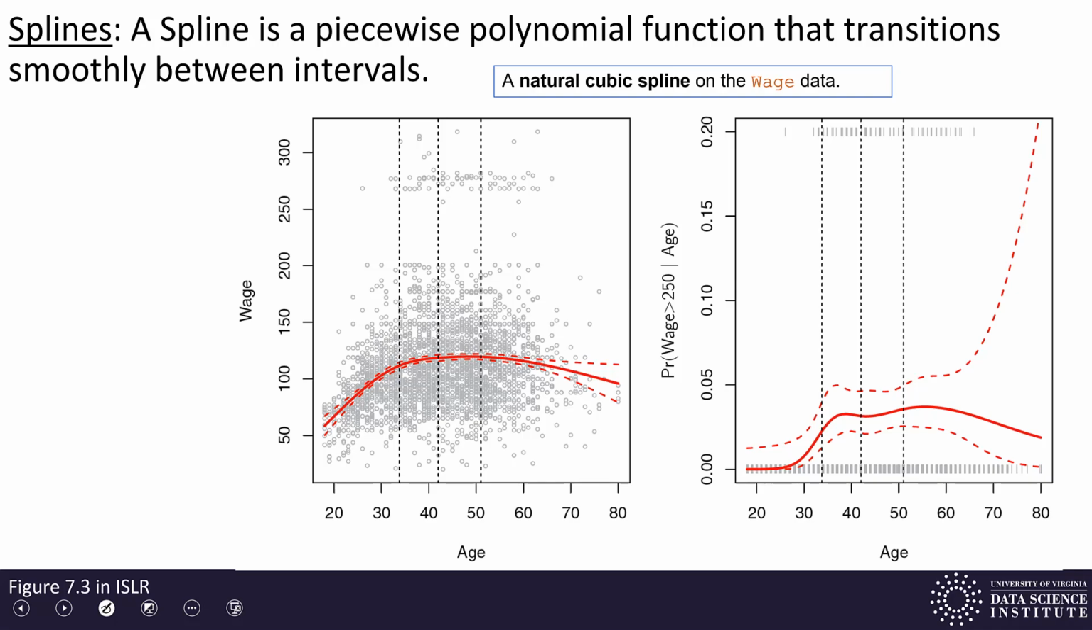On the left side is a regression. On the right-hand side is a logistic regression on the probability that the wage is greater than 250 based on the age. And one more thing, the knots, we haven't talked about how they're determined. They're optimized within whatever software. They're picked automatically. You don't have to pick those. We don't need to get into how they're determined.